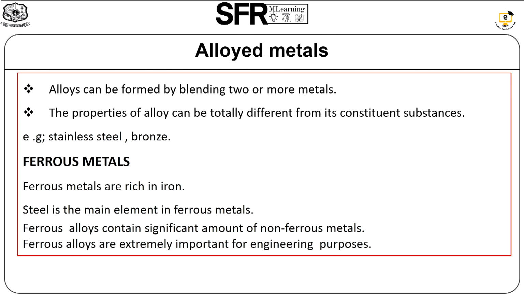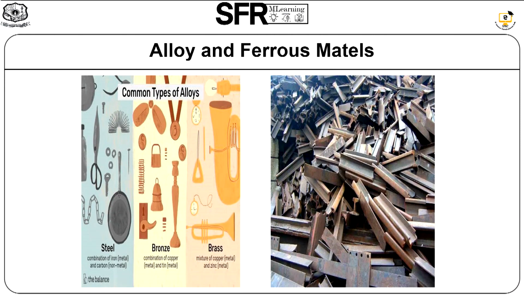Next one is ferrous metals. Iron is the principal constituent of these ferrous metals. The ferrous alloys contain a significant amount of non-ferrous metals. The ferrous alloys are extremely important for engineering purposes. Next, these are examples of alloys and ferrous metals.